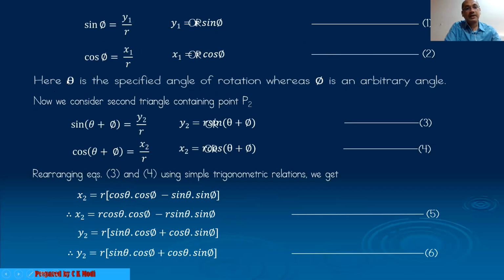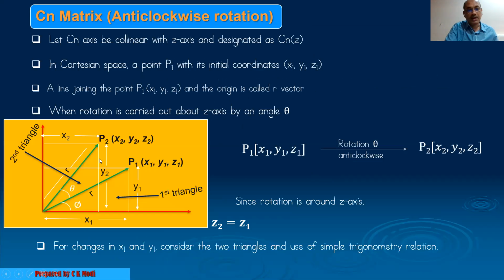Now here theta is a specified angle. So we have carried out the cyclic operations up to theta degree in anti-clockwise rotation. So theta is a specified angle of rotation, whereas phi is an arbitrary angle. Phi is an imaginary, arbitrary angle. So now we consider the second triangle.